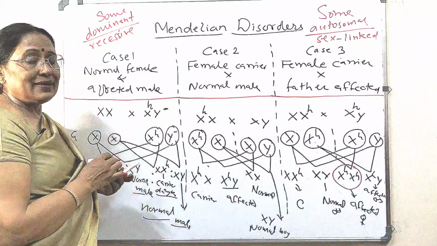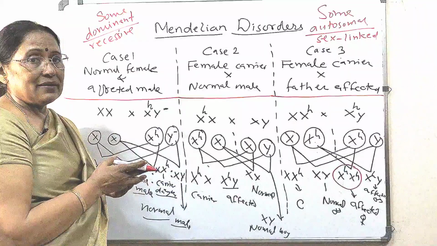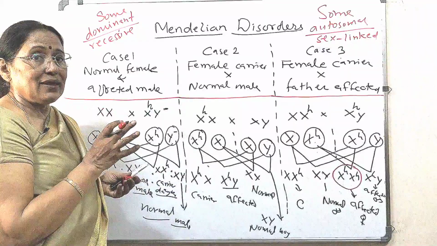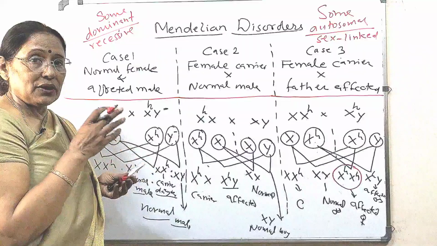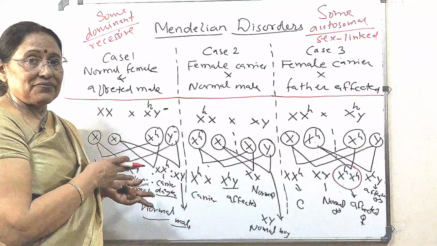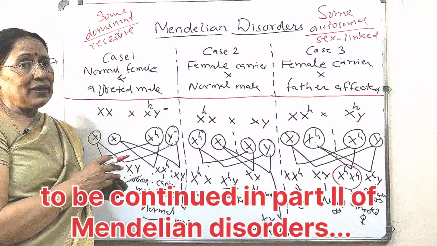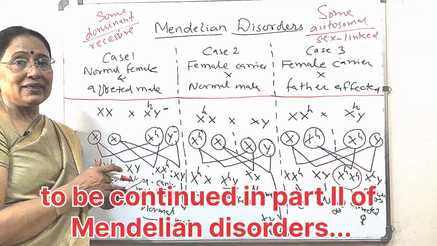So it was a recessive sex-linked gene where the recessive disease-causing allele is present on the X chromosome. That's why it affects the daughters differently and the sons differently, as we have seen. Now let us move to the next disease, that is sickle cell anemia.